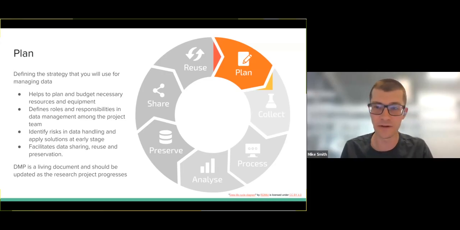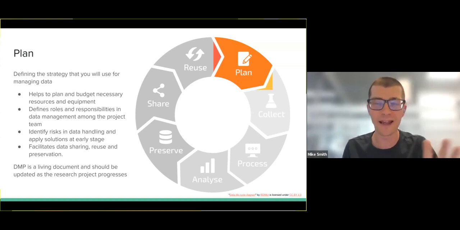Many grants require you to write one. And you have to remember it's a living document. The plan can be updated as new things happen. A new experimental technique comes along, an experiment doesn't work and you generate new data, a different person joins the team. You can update it with all of these kinds of things. And it's important to remember that it's totally fine to update your plan.